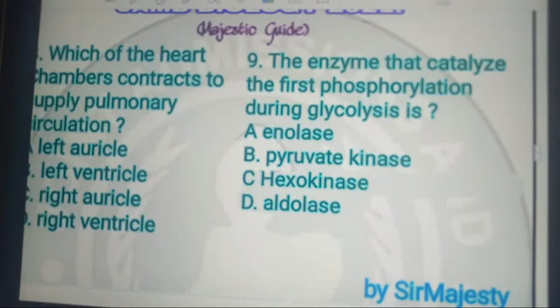If you don't call it pulmonary, you can call it lung circulation. And the significance is to enrich the blood, to nourish the blood with fresh air. In that case, the blood becomes more oxygenated.